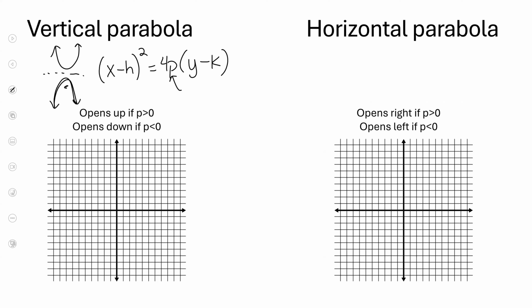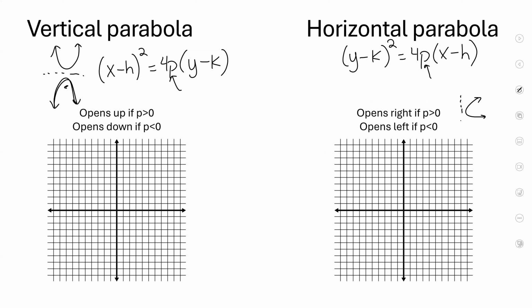For a horizontal parabola, this is the equation. The y is squared this time. It opens to the right, so it will look like this if your p-value is positive. So that means your focus would be in here and your directrix would be out here. It would open to the left if your p-value is negative. So it would face this way if your p-value is negative. Your focus would be on the inside. Your directrix would be on the outside.